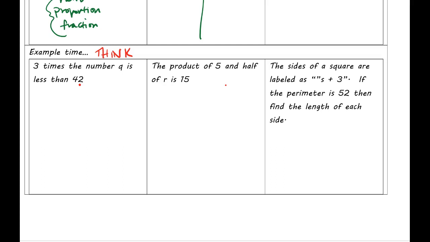Now this right here, the first thing is the number Q. So Q is my variable and it does say three times that number Q. So when I read three times the number Q, if you look above, times means multiply. So I'm going to write 3Q. Now, if you want to put the little times symbol between them, you can, but it's just a 3Q. That's the same thing. And it says that this is less than 42.